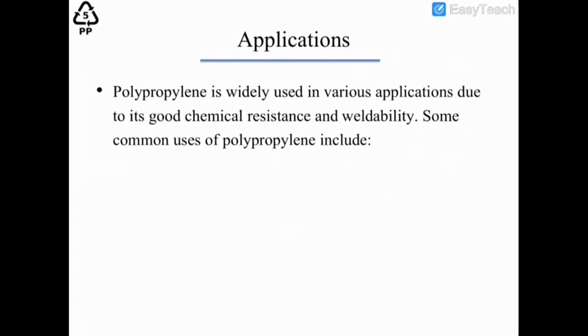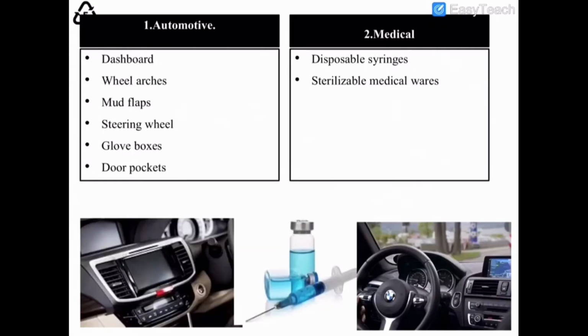Then, what are the applications of polypropylene? Polypropylene is widely used in various applications due to its good chemical resistance and weldability. Some common uses of polypropylene include, the number one is automotive use, that is, it is used for the preparation of dashboard, wheel arches, mud flaps, steering wheel, glove boxes, door pockets, etc. And second, in medical uses, disposable syringes and sterilizing medical waste.